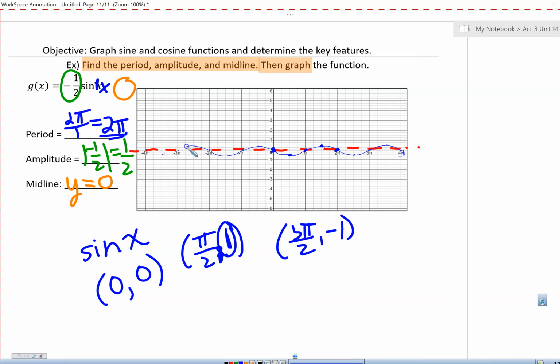And notice the nice smooth curve. It's called a periodic curve, where it's constantly waving through the same curve or same piece of the curve. And that does it. That's our sine curve for this one.